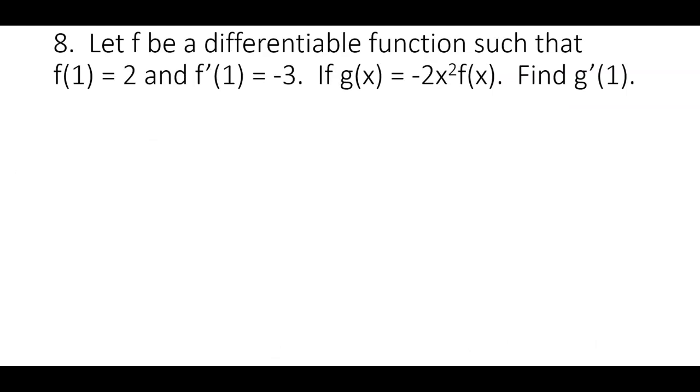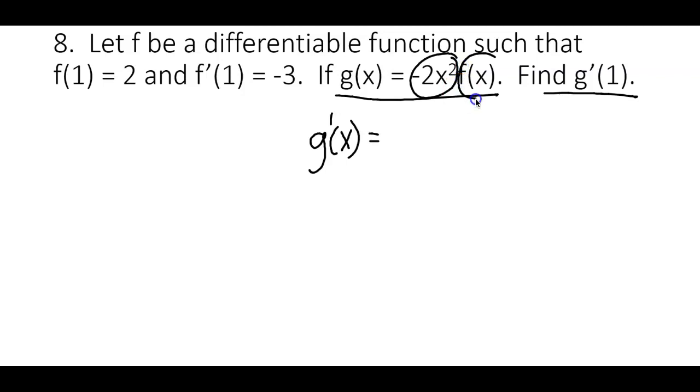All right, let's go ahead and take a look at number 8. Let f be a differentiable function such that f of 1 equals 2 and f prime of 1 equals negative 3. If g equals this, then we want to find g prime of 1. And as we've already seen multiple times today, if you want to do that, you got to find the derivative first. And once again, it's a product rule. There's my A and there's my B. So a lot of repetition here today.